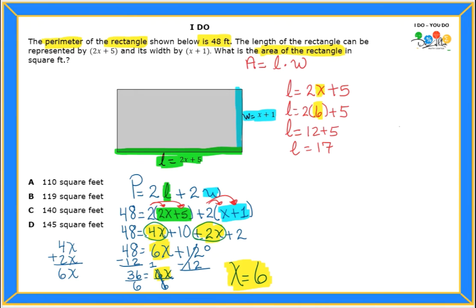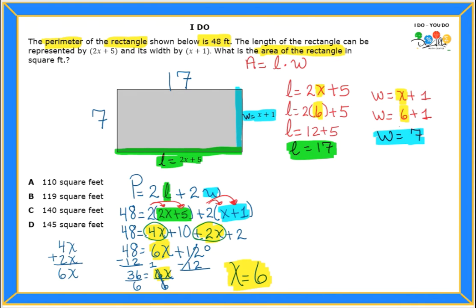What is the second thing that I need to do? Well, I need to find the width. The width is represented with the expression x plus 1. So x will be replaced with a 6 plus the 1, and the width will be equal to 7. Again, I replaced x with a 6. So now I have both the length and the width. I can come back to my problem, and we can write down the numbers. The length is going to be 17, and the width is going to be 7.